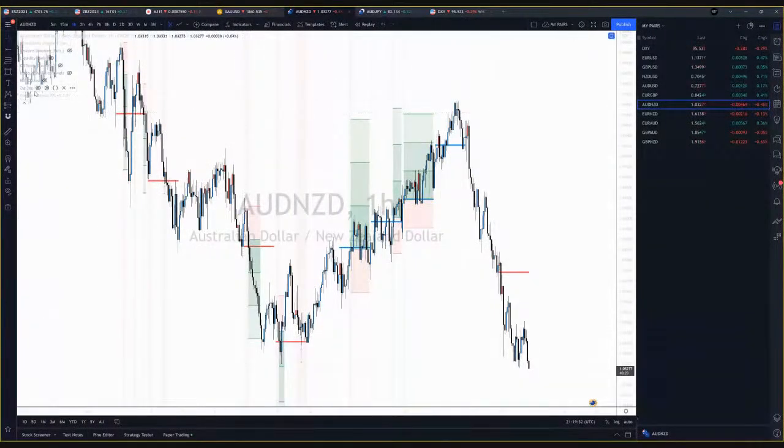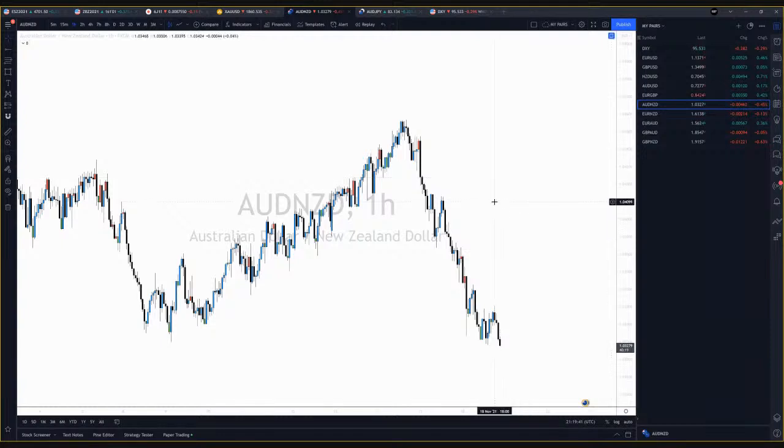Let's remove that. There we go. Okay, so we have a row chart.